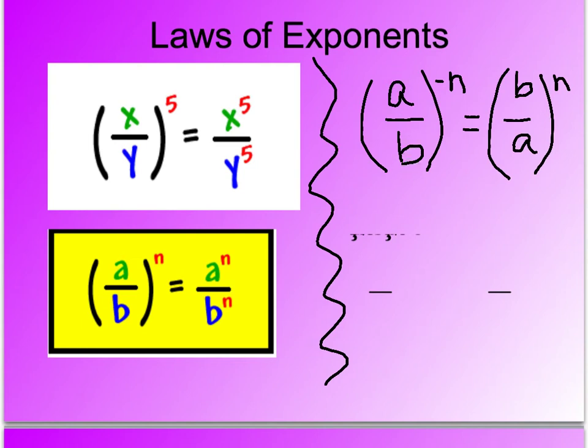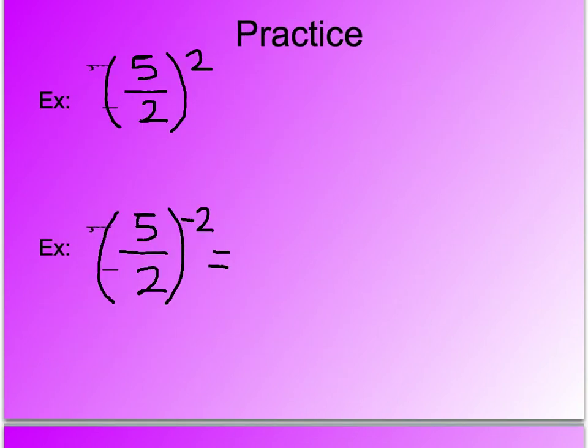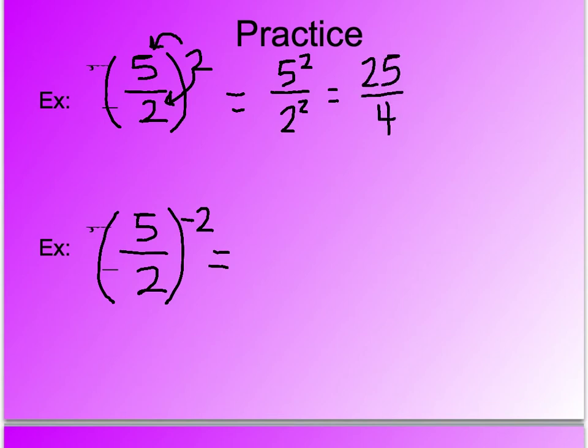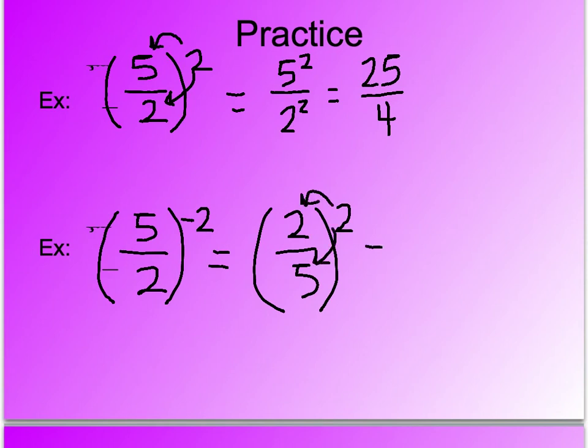So when I have a fraction raised to a negative exponent, I need to think again of the reciprocal. For the top example, I need to apply this 2 to both the 5 and the 2 down here. So this would be 5 squared over 2 squared, which is 25 over 4. Down here at the bottom, I have a negative exponent. To take care of that, I'm going to give the reciprocal of the fraction inside, and change that negative 2 to a positive 2. And then apply the 2 to the numerator and the denominator of the fraction. And so that gives me 4 over 25.